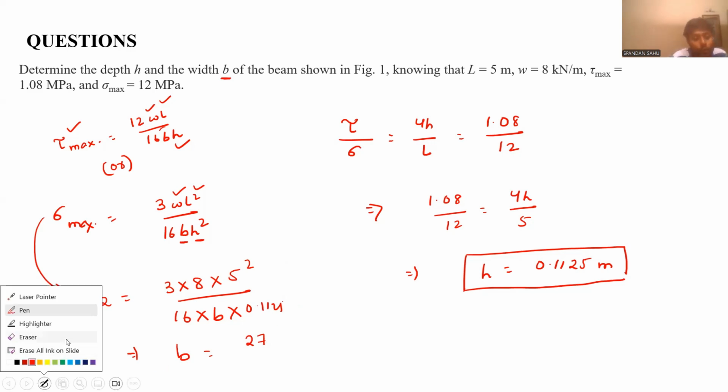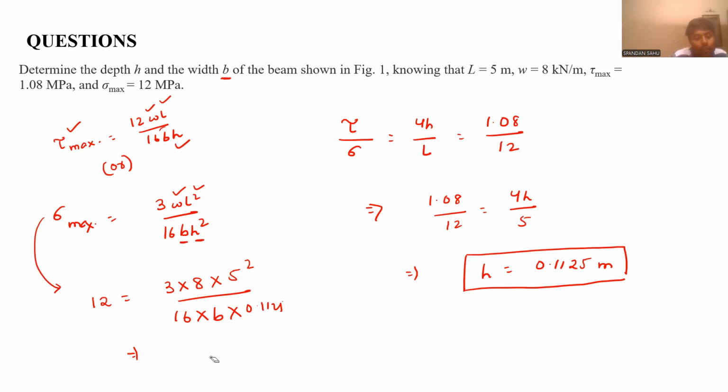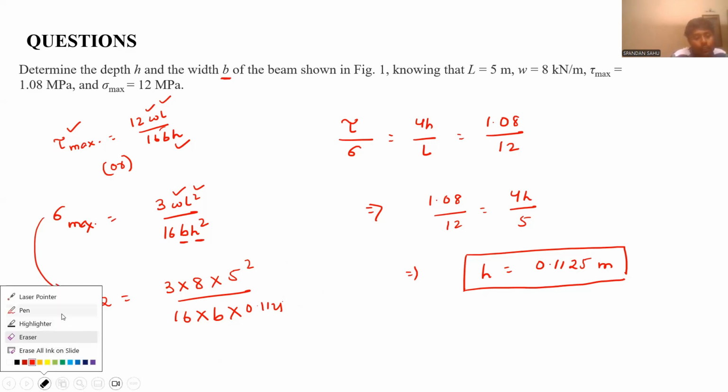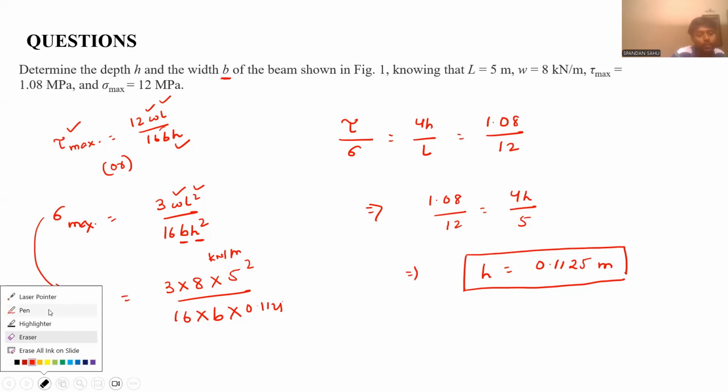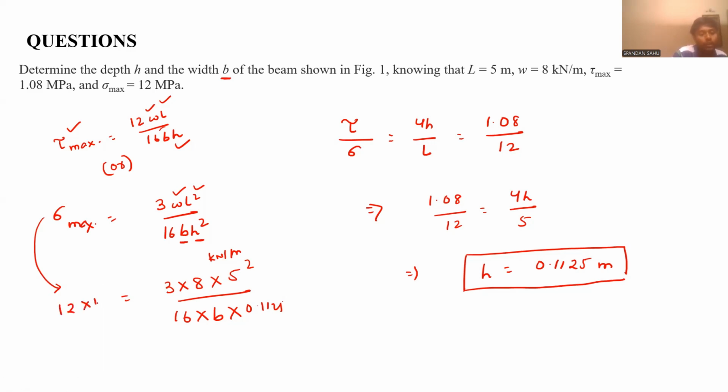One thing you have to take care of here is the units. Now 8 is in kilonewton per meter and sigma max you have calculated in MPa. So to make it in kPa, it should be 12 into 10 power 3. Now you calculate the value of B. Now every unit is consistent for this part. Now you calculate what will be the value of B.